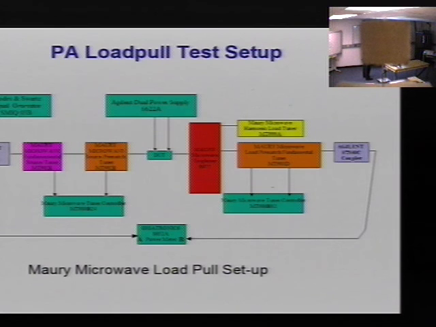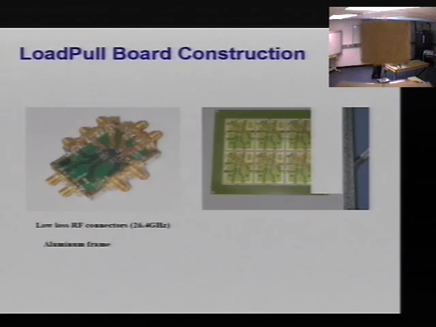You need two tuners back to back in order to get that type of range. And then, if you can, you have a harmonic load tuner to help you with tuning the second and third harmonics off of a triplexer coming off of there. So this was the setup. This is what the sample looks like.